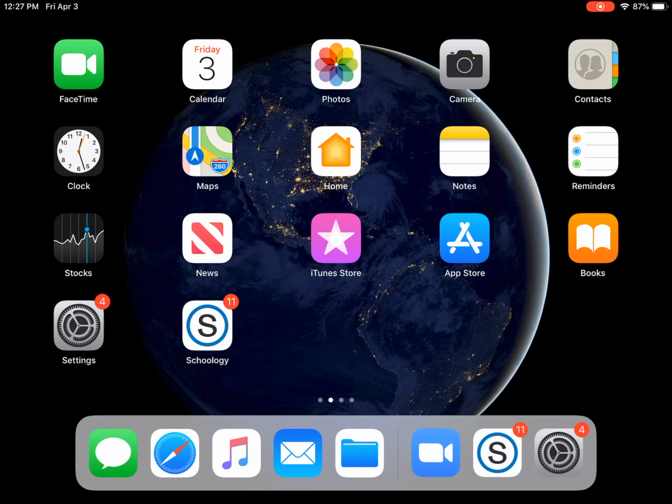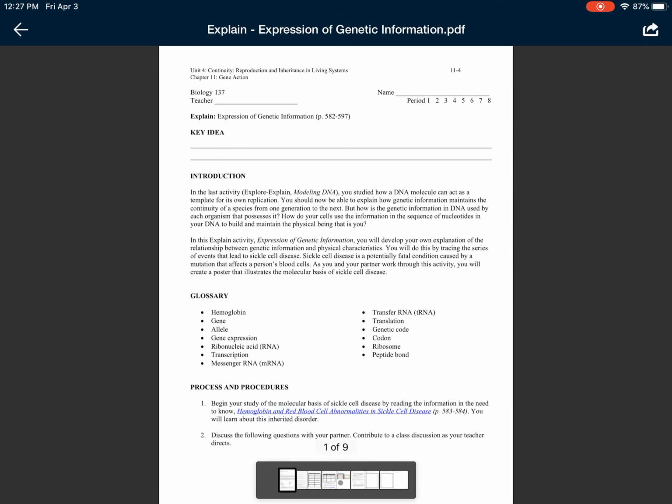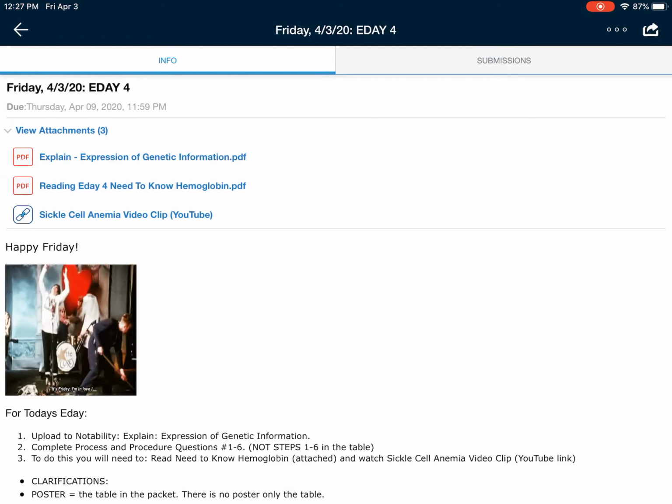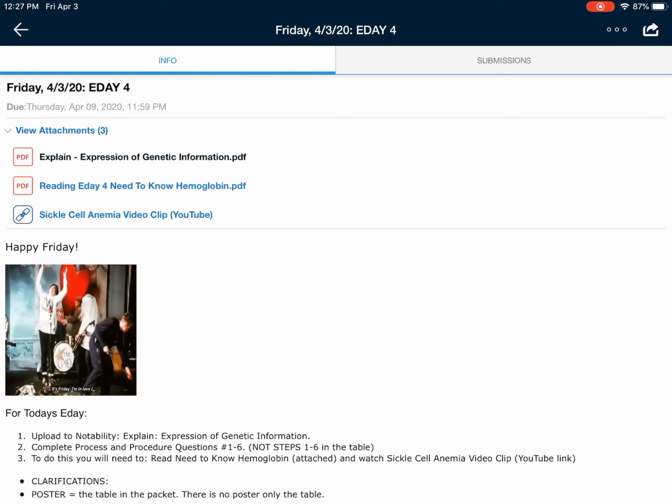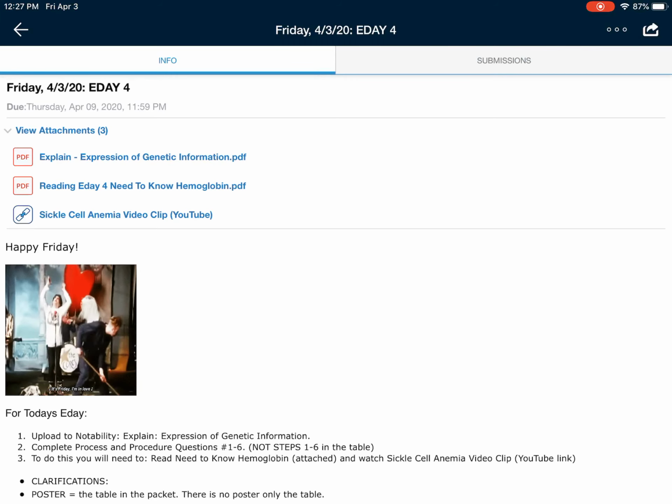All right, so a lot of people are asking me what they need to do for today. So the first thing you will need to do is download the Explain Expression of Genetic Information. You can find that here under the attachments for EDay 4.